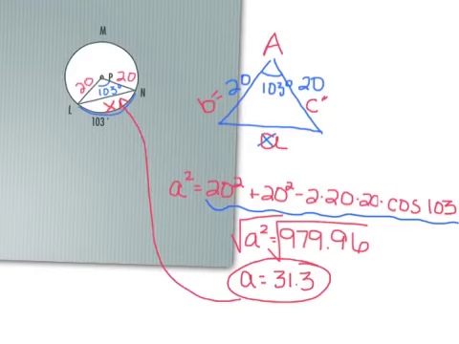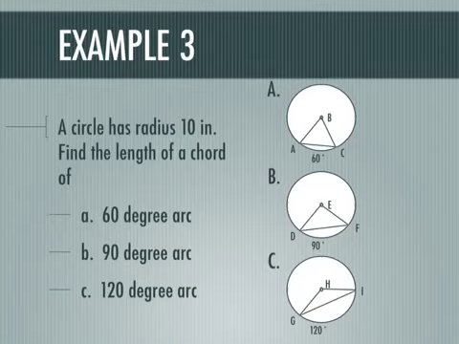Once you get those numbers on the picture, this goes back to very familiar territory, so hopefully you're still comfortable with this stuff. Now we've got 3 of these exact same problems to do. It says a circle has a radius 10 inches, and it wants you to find the length of all of these chords, depending on the arc. The only thing that's changing every time is the measure of the arc, because we're not measuring length, we're measuring the degrees.